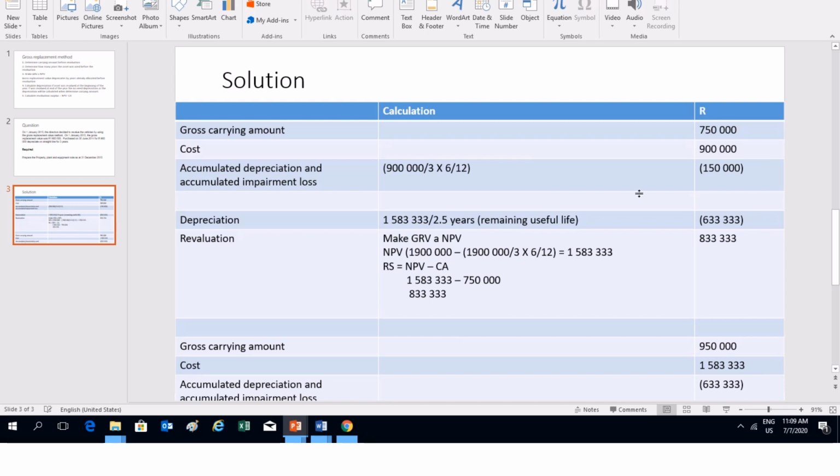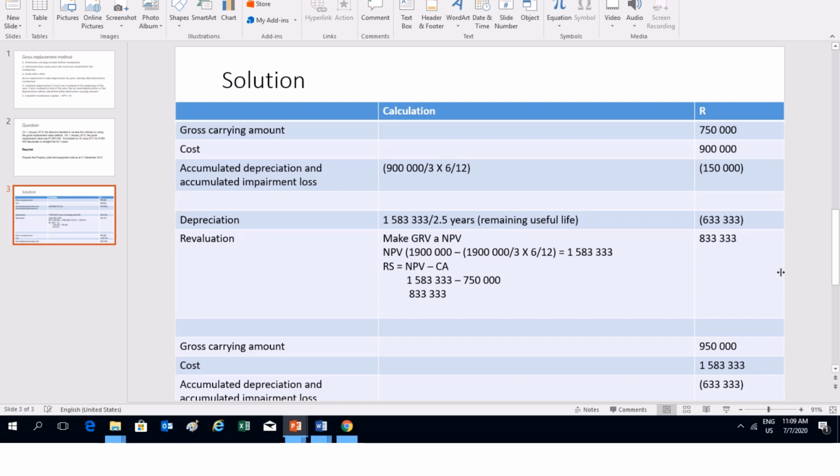883. But remember, I'm revaluing this thing at the beginning of the year. I need to use the fair value at the beginning of the year. How much is my fair value? NPV. Then I divide by what? The remaining useful life. How many remaining useful life? 3 years minus half year. I'll get 2.5. Then when I divide this by this, I'll get this. Remember, 6 months, half year. My useful life 3 years, 3 years minus half year, 2.5.